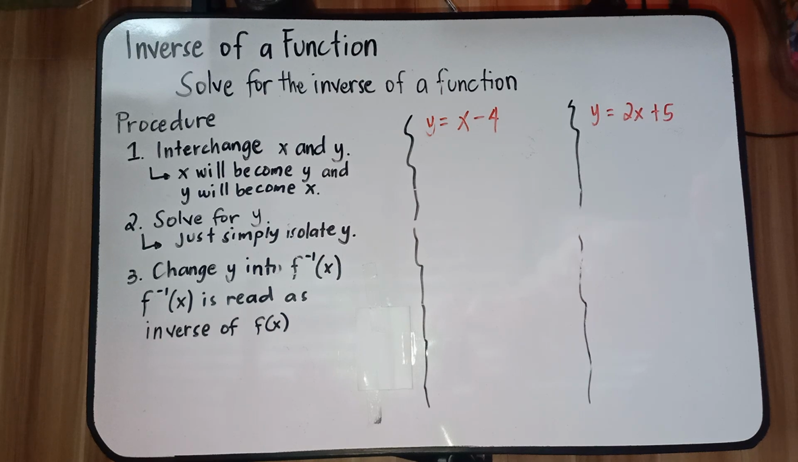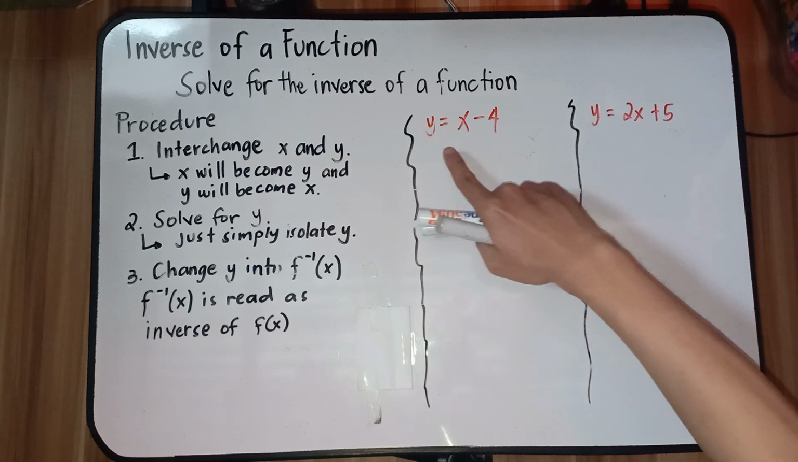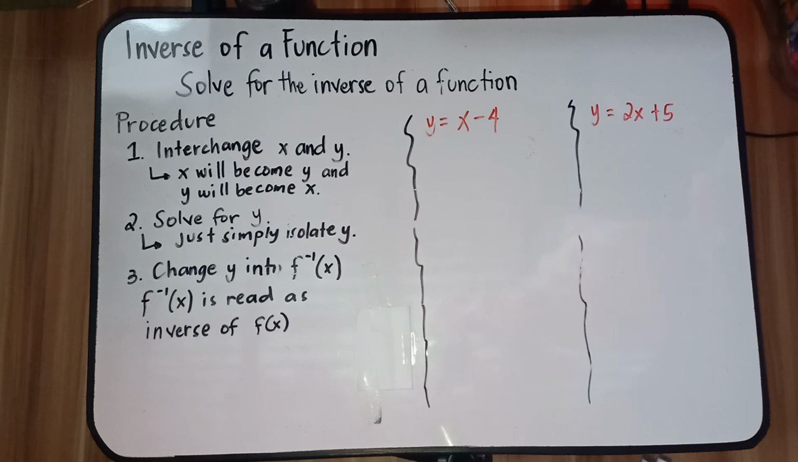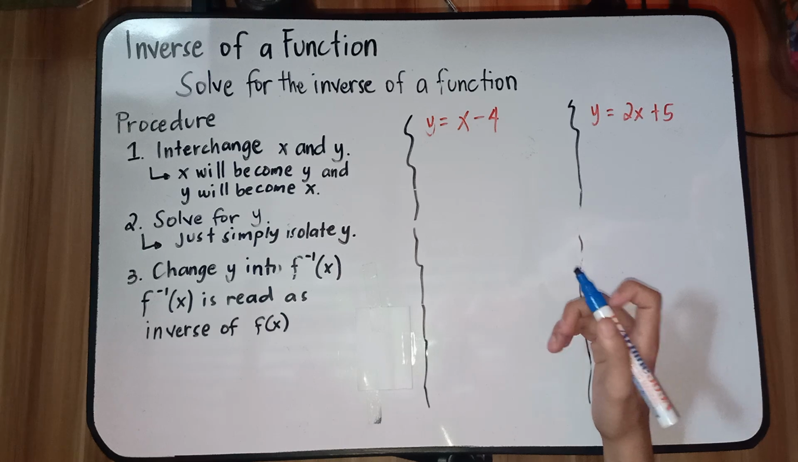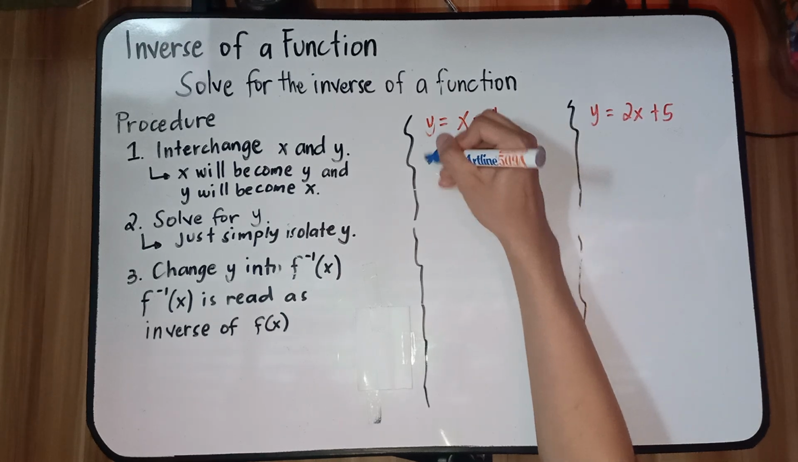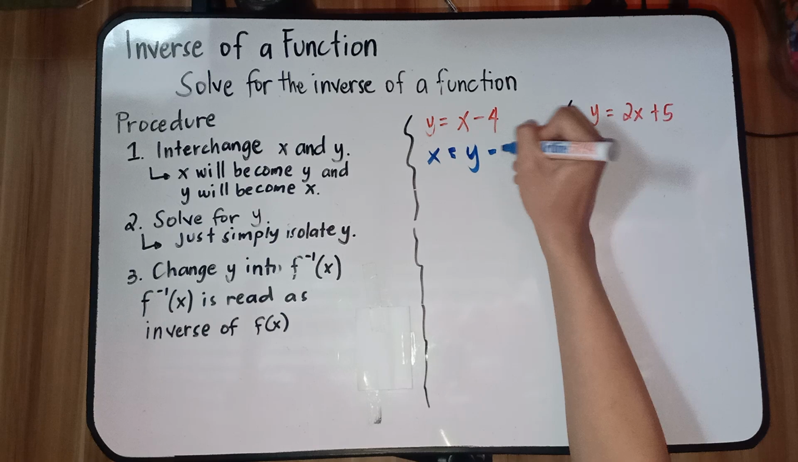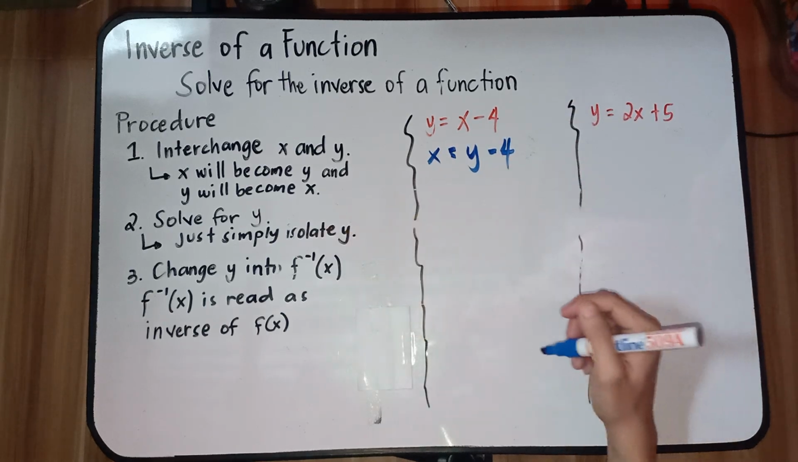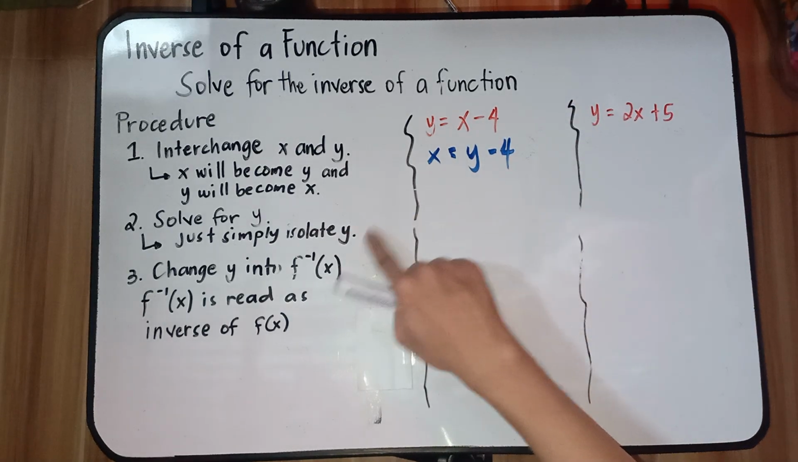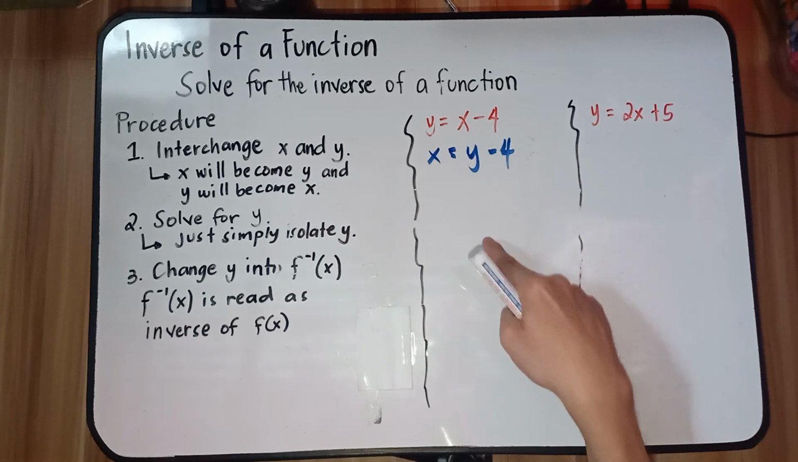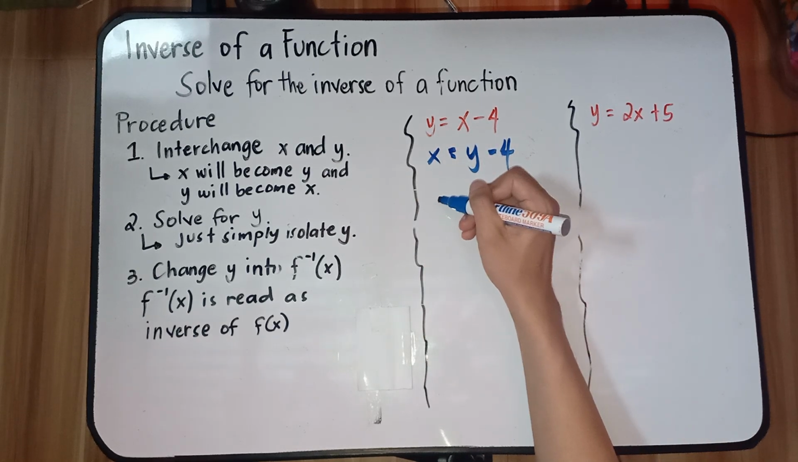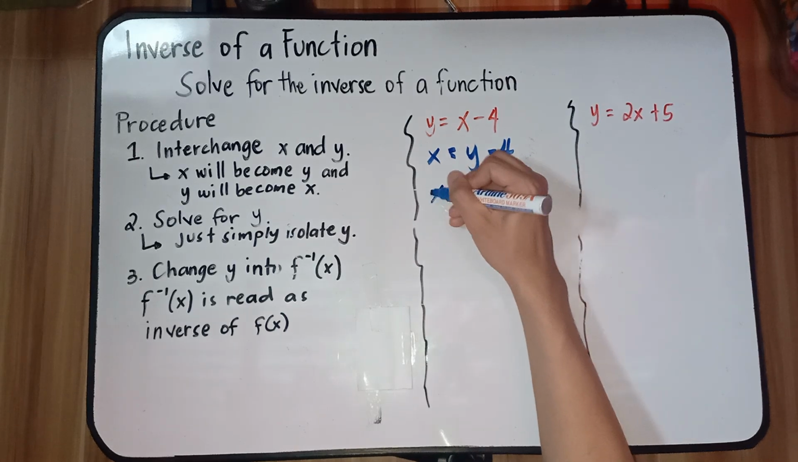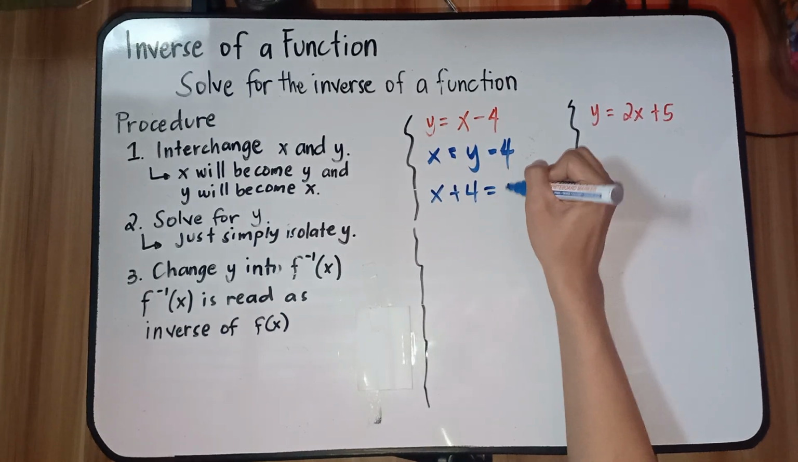Let us have problem number 1. We have y is equal to x minus 4. In step number 1, we need to interchange x and y. Y will become x and x will become y. Step number 2, we need to isolate y. To isolate y, we can transpose negative 4. So negative 4 will become positive 4, therefore we have x plus 4 is equal to y.